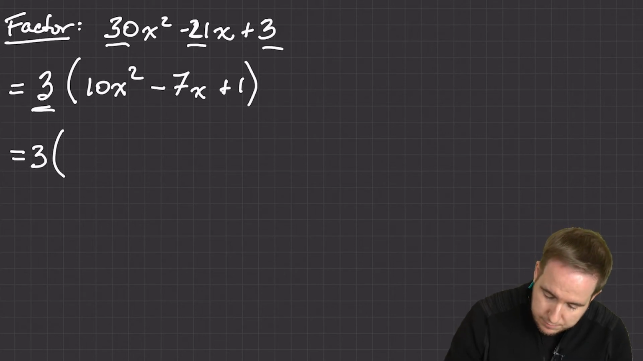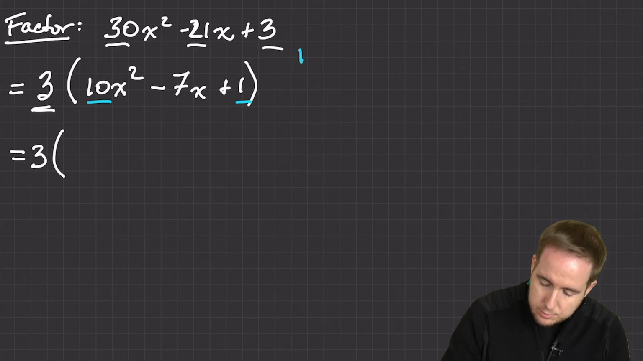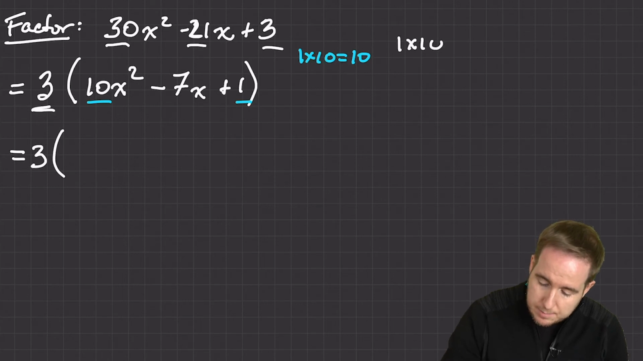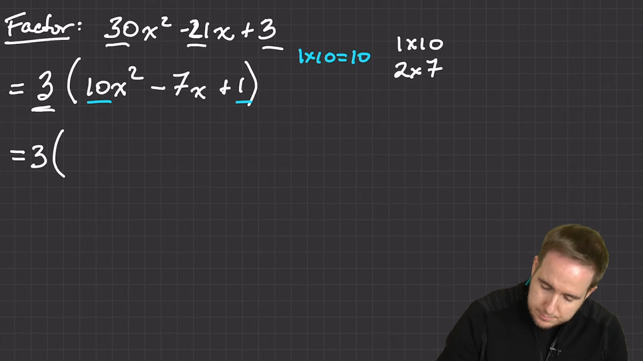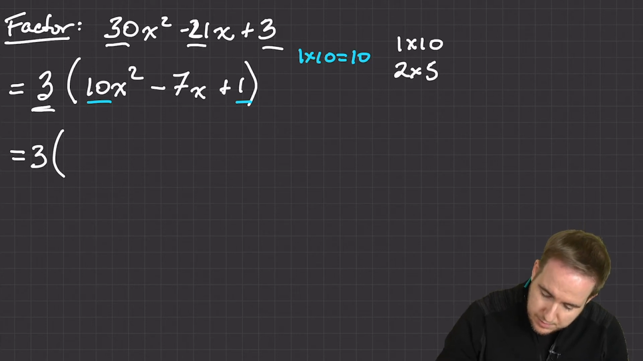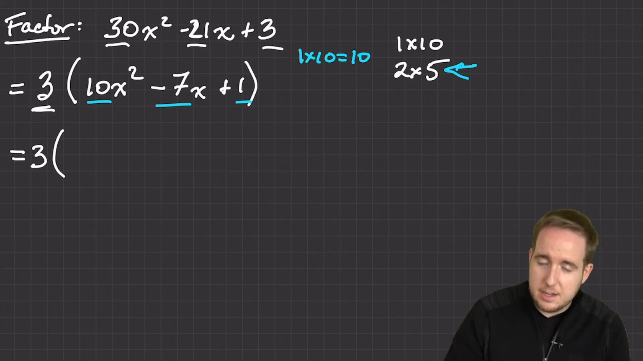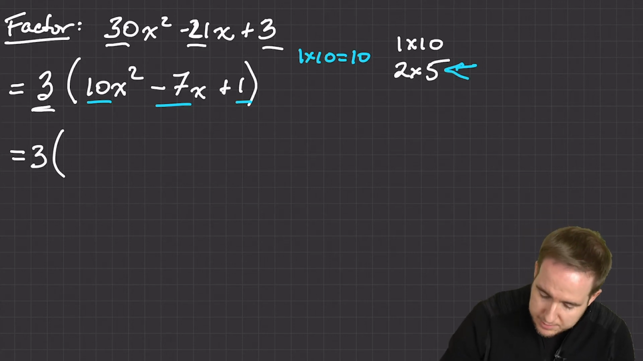So look at the first number, the last number. That is 1 times 10, which is 10, and make the list of ways to make 10 by multiplication. 1 times 10, 2 times 5. It's been a long day. And I want to put those together to make minus 7. That's going to be the 2 and the 5. We're going a little bit faster because we're getting the hang of this.